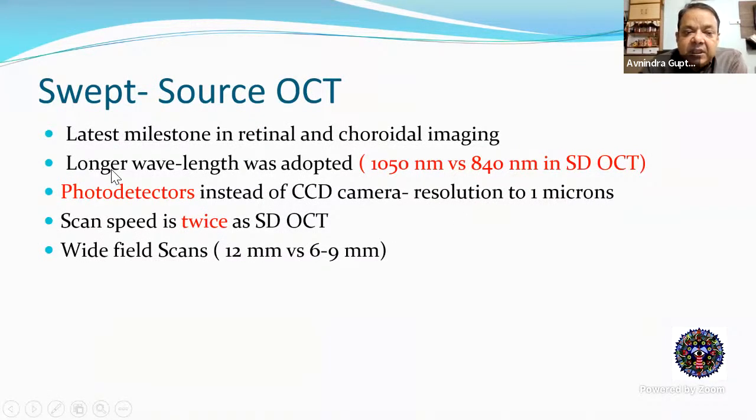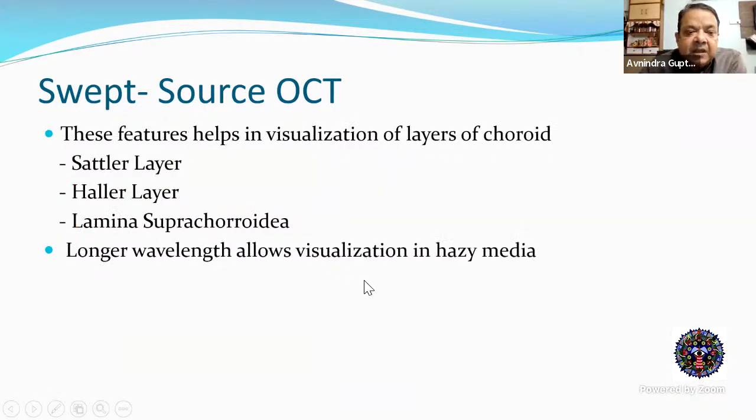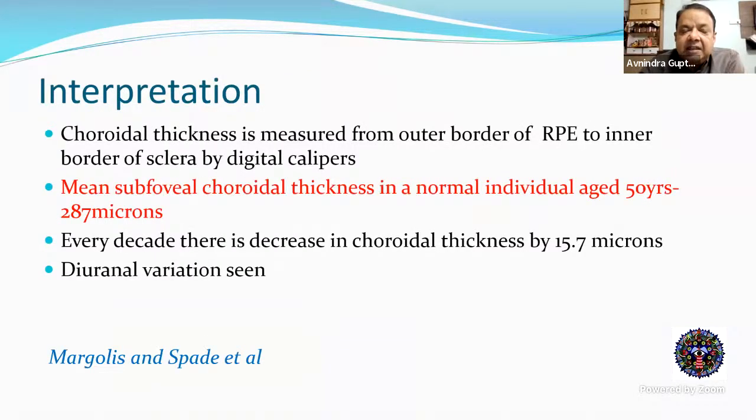In SSOCT, a longer wavelength is adopted, that is 1050 nanometers versus 840 nanometers in SDOCT. Detectors are used instead of a CCD camera. Scan speed is twice that of SDOCT, and you get a wide field scan, that is 12 millimeters versus 6 to 9 millimeters. These features help in visualization of the layers of the choroid, that is Sattler's layer, Haller's layer, and lamina suprachoroidea. Longer wavelength also allows visualization in hazy media.